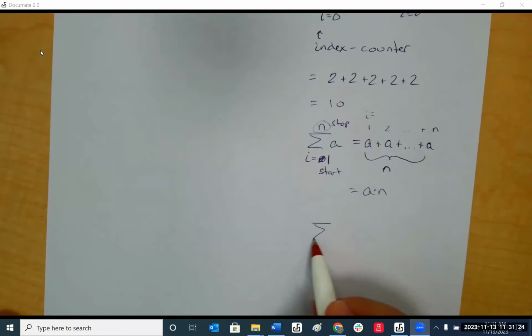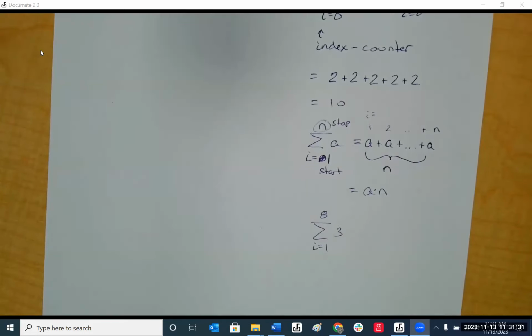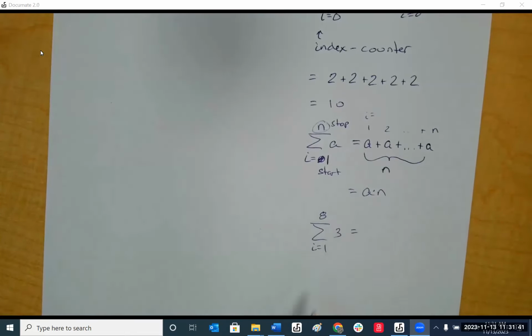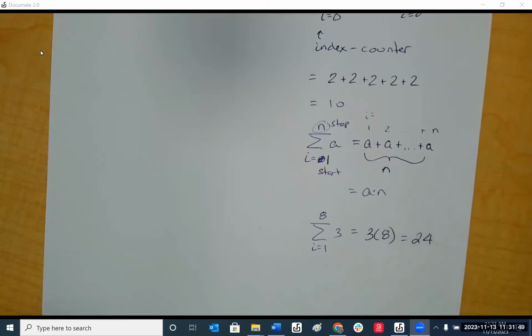So if I had I equals 1 to 8, summation of 3, all this would tell us is I'm adding 3 8 times, which is 3 times 8, which is 24. So that's the most basic of that.